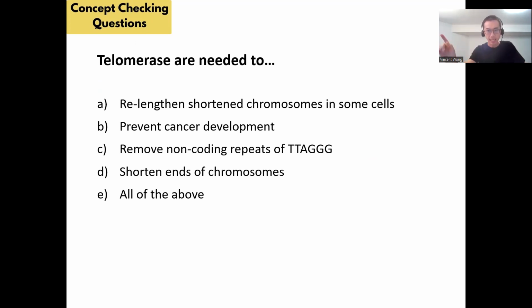Next one, telomerase, which is the enzyme needed to re-lengthen shortened chromosomes in some cells. That's correct. Okay, but that there is all of the above, so I've got to keep reading just to make sure. Prevents cancer development. Nope, that is not true. In fact, it's the cause of cancer, right? The cancer cell is able to turn this enzyme on and allows them to keep on dividing. So A is the correct answer.